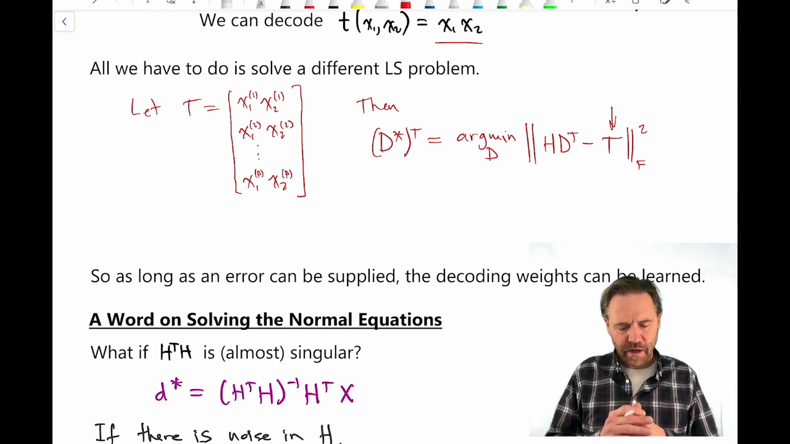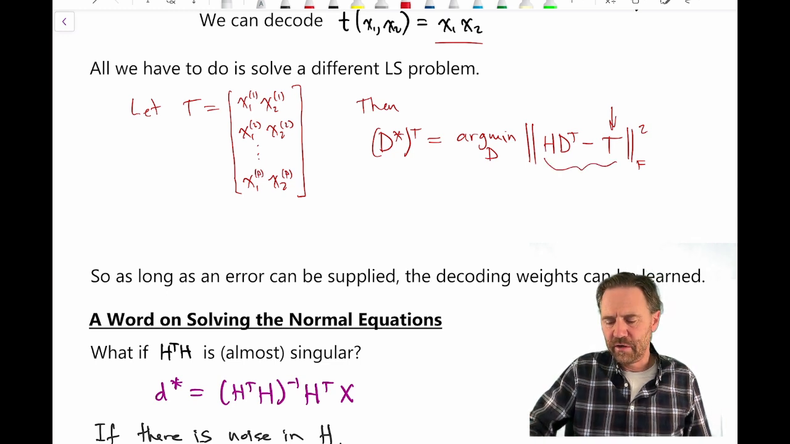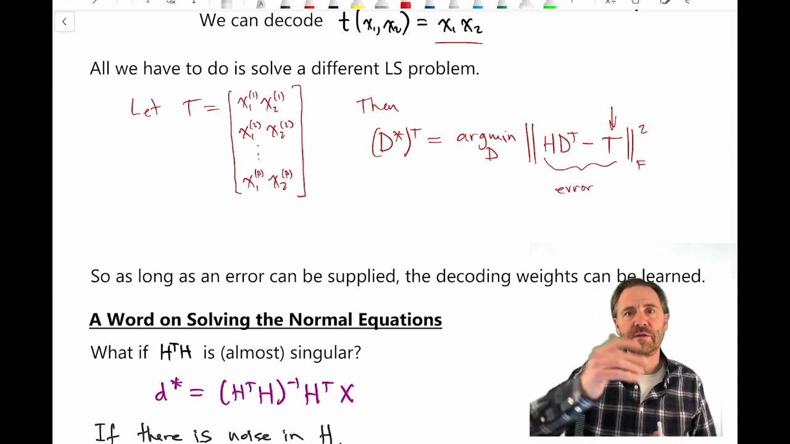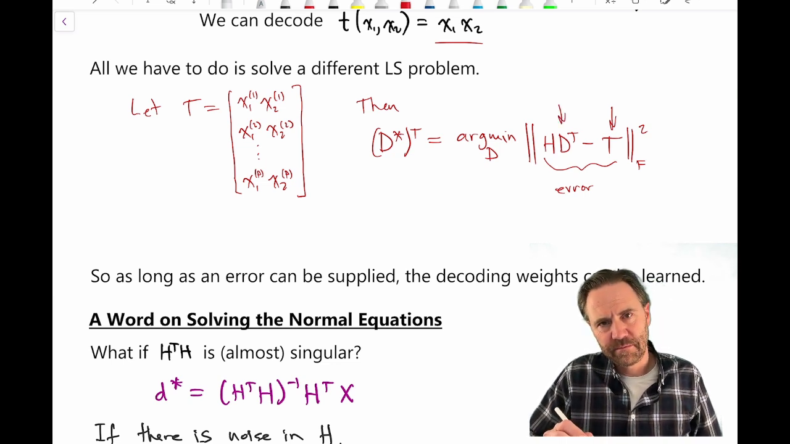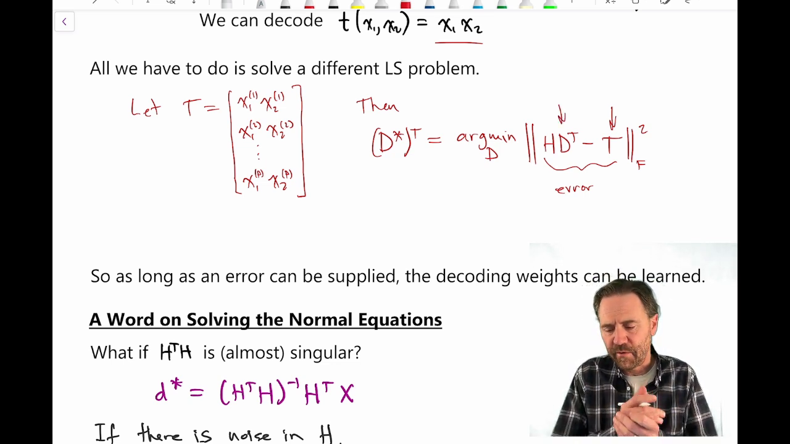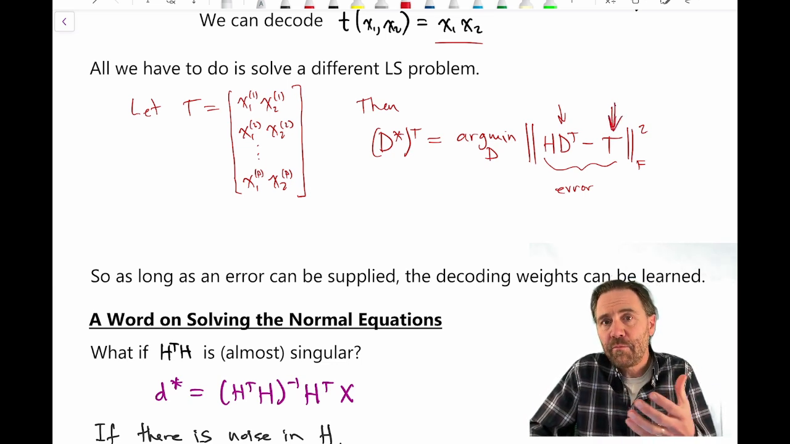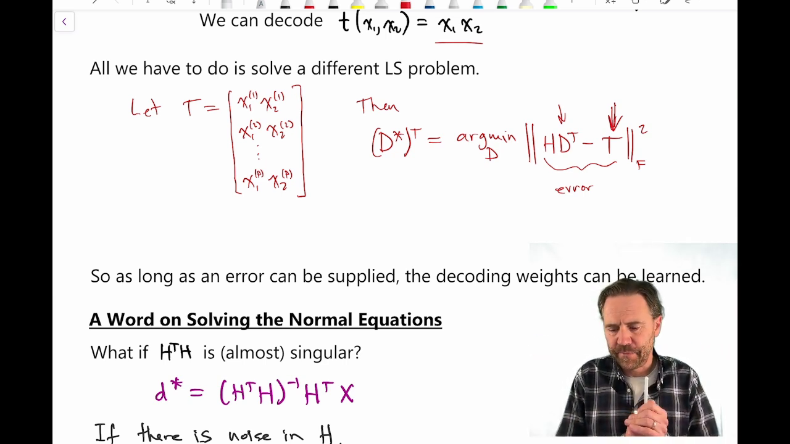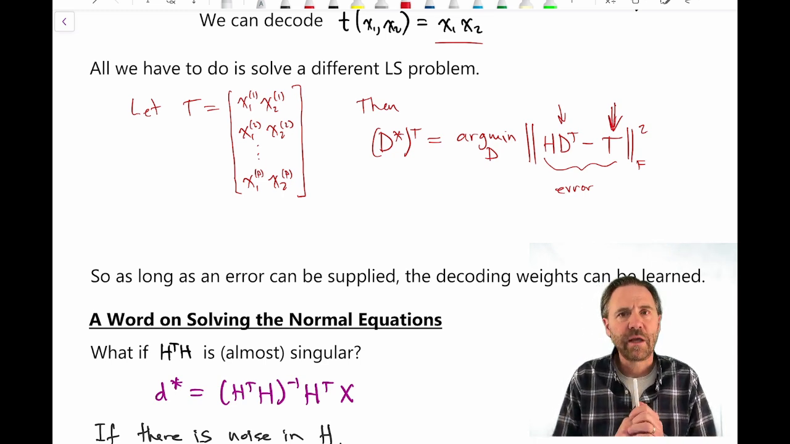And in general, as long as an error can be supplied, whenever you evaluate your hidden layer and you decode them, as long as you can get a measure of that error, maybe that error is actually coming from a different part of the brain, you can train the decoding weights. You don't even need to be able to formulate the t outputs that you want. As long as you have from somewhere this error that you can send into this least squares problem, you can adjust those decoding weights to try to make that error minimized.